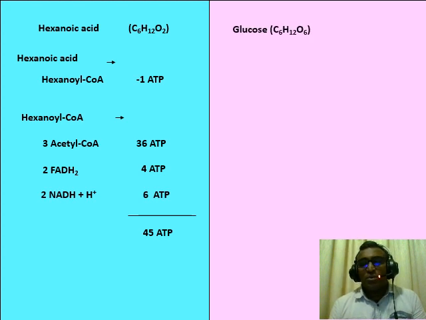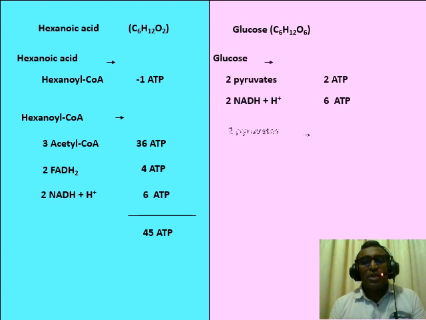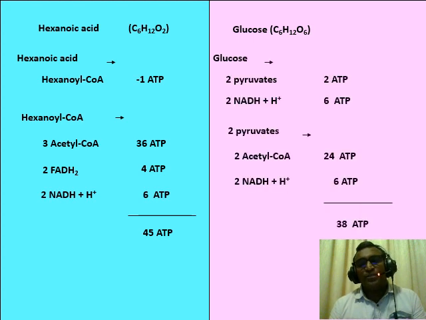In terms of glucose, you're already well aware. You've been taught about it in the lecture for the glycolytic pathway, as well as the citric acid cycle and electron transport chain, where you will get a total of 38 ATP, but at times it could also be 36 ATPs. But it's still low compared to the oxidation of hexanoic acid.